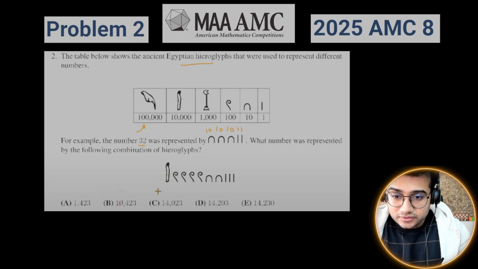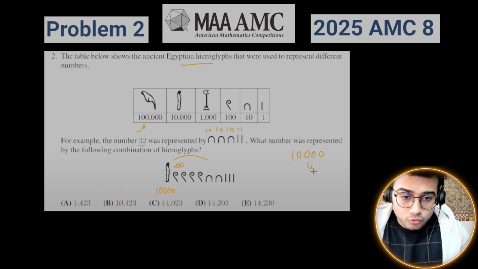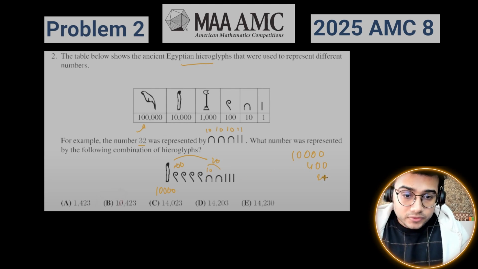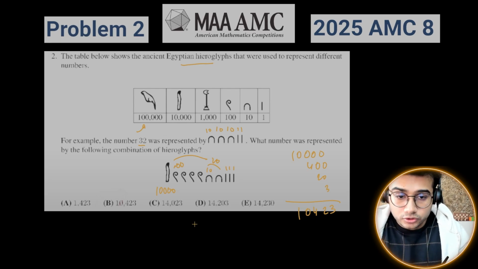So we can see this is 10,000. Okay, so I'm just going to write it here, 10,000. This is 100, so there are 4 of them, so that's 400. This is 10, so that's going to be 20. And this is 1, 1 and 1, so that's going to be 3. Adding them is going to be super easy. 3, 2, 4, 0, 1, 1, 0, 4, 2, 3. So the answer is B.